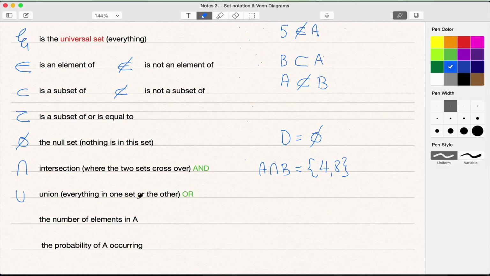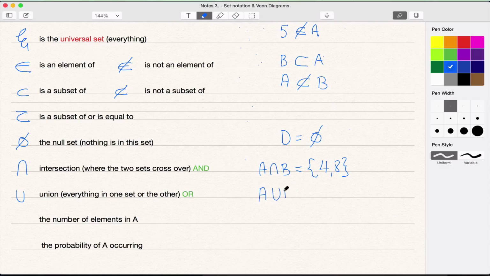This symbol stands for union, which is everything in one set or the other. So or is the word we use for that. Really important to put these words next to these symbols because we'll be using them later.